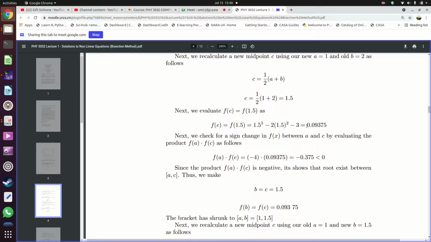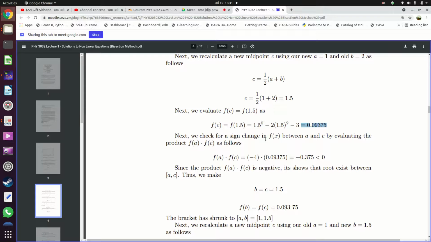This value is a positive value, 0.09375. It's positive. It's no longer 21. Well, sorry, it's compared to 21, but this is a positive value here. So the next question after you find this midpoint and its value, we ask the same question you have asked. Is there a solution between A, our new A, and our new midpoint? Between A and C, is there a solution between A and C?